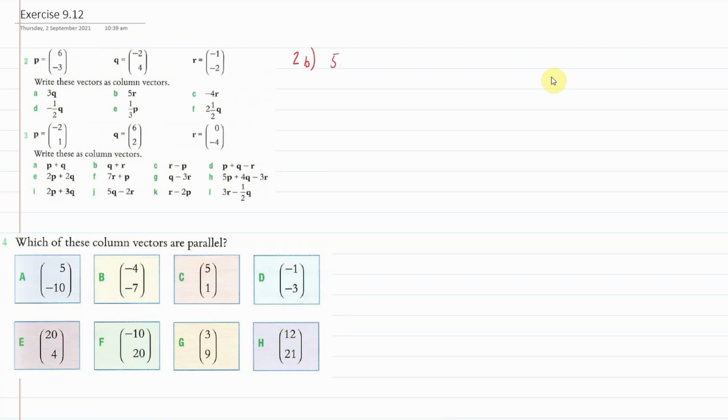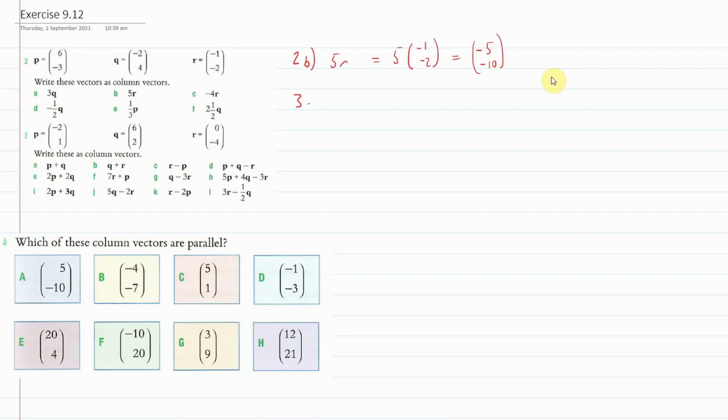Okay, let's take a look at something like number 2b. We've got 5r. Now we know that the column vector of r is this one here, so that's going to be equal to 5, bracket, and then the column vector. And then that's just simply going to be 5 times minus 1, so minus 5, and minus 10. And that would be our column vector form for that.